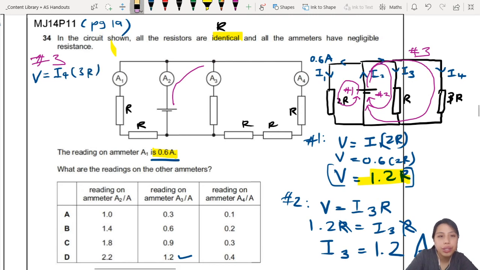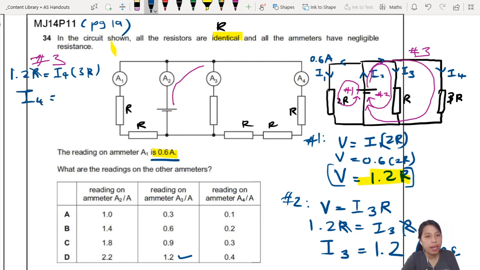But again, your battery, the equation for it is I3R, I1.2R. So divide both sides by R. I4 is 1.2 divided by 3, 0.4 ampere. Correct. Although this is a tricky question, you get one correct, you already know the answer already. Which is good, because they know you take a lot of time. What else do we have?